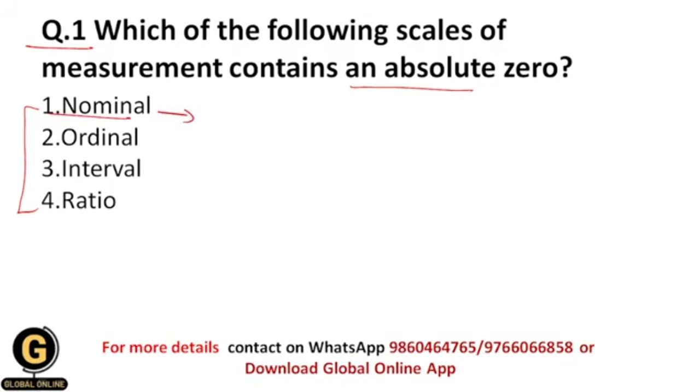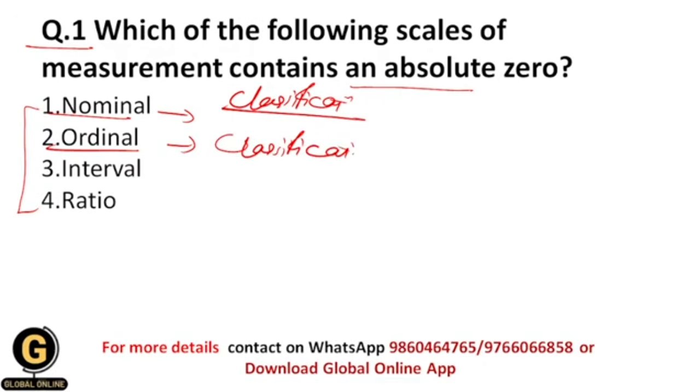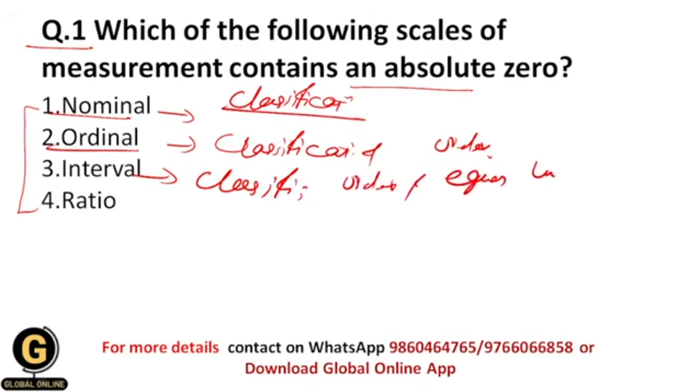Nominal: in the nominal scale, you can only classify your variable. Whatever the data, you can only classify it. So there is only classification of the variables in the nominal scale. Then within the ordinal scale, there is classification and order. In the interval scale, there is classification, order and equal unit as well. And within the ratio scale, there is classification, order, equal unit, and also absolute zero.